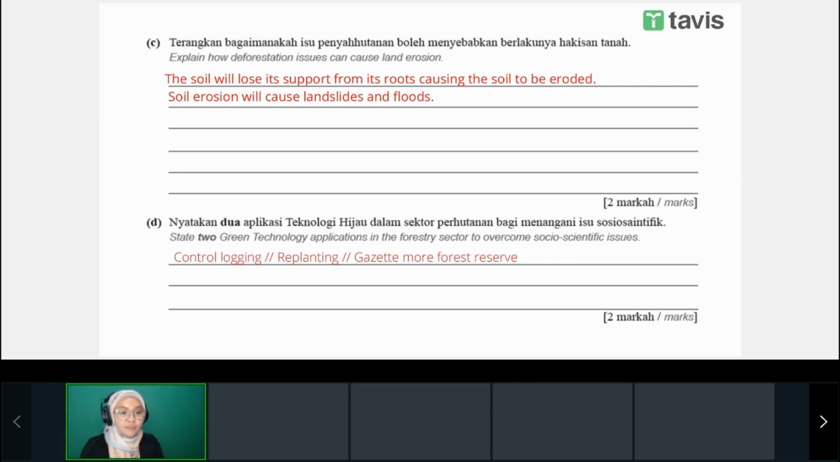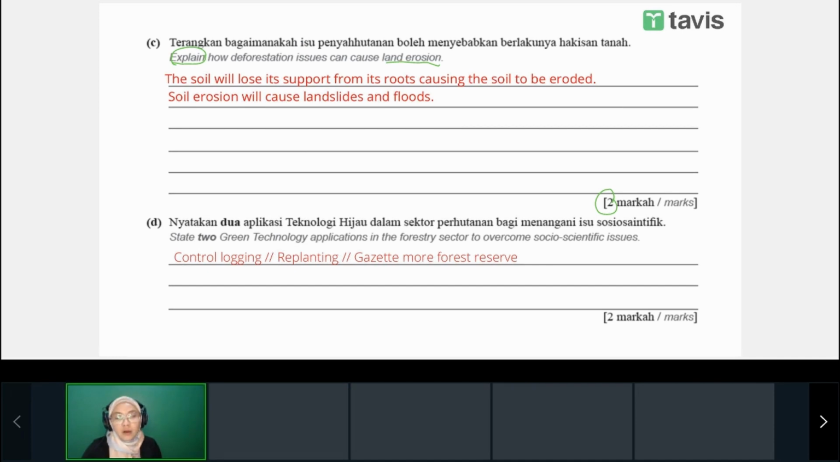Okay, explain how deforestation issues, they ask you to explain. Usually for the explanation question, it will be more than 1 mark. Like this one, they give you 2 marks, so it must be 2 answers, yeah? Explain how deforestation can cause land erosion.